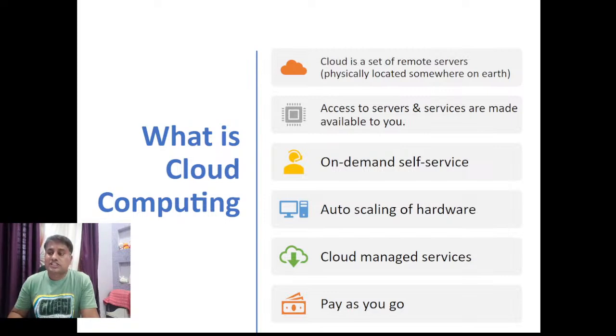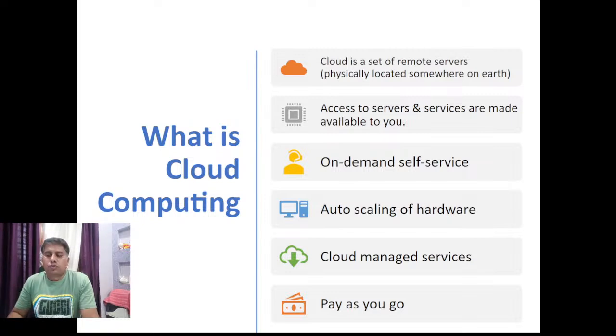If the server is physically available in Japan or in the USA or in Mumbai, it does not mean that you have to be there. You can still work on those servers from the comfort of your personal laptop. That's ultimately the cloud. Usually I take some simple, layman examples so that we can understand the concept, so I will be taking some examples in the upcoming slides.